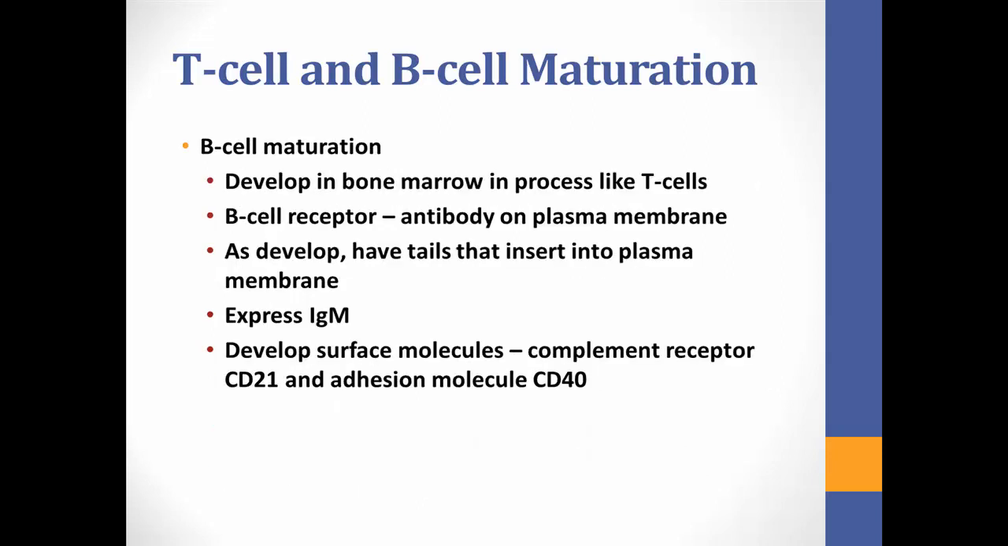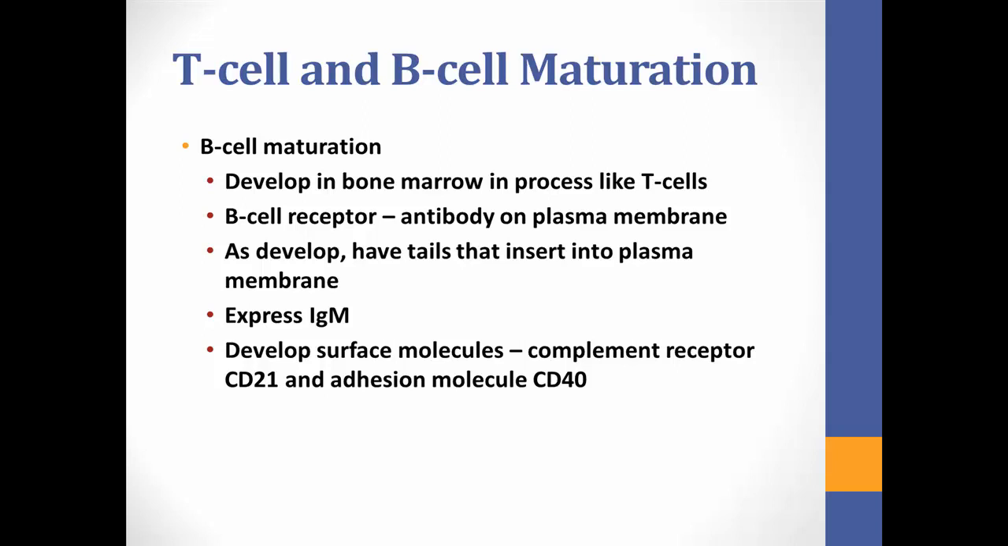They have memory, but they don't produce antibody. B cells develop in the bone marrow in a process that's kind of like the T cells. B cell receptors develop and have the ability then to produce antibody on the plasma membrane. As these B cells mature and develop, they actually have little tails that insert into the plasma membrane. B cells express IgM.